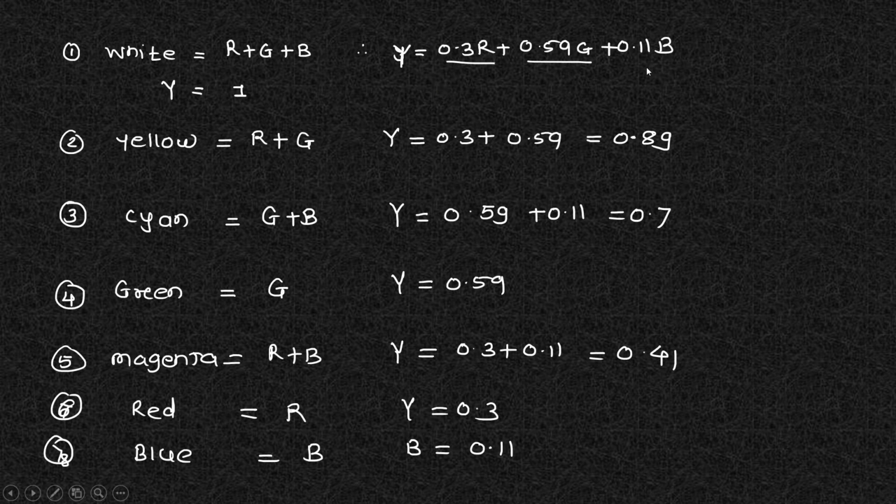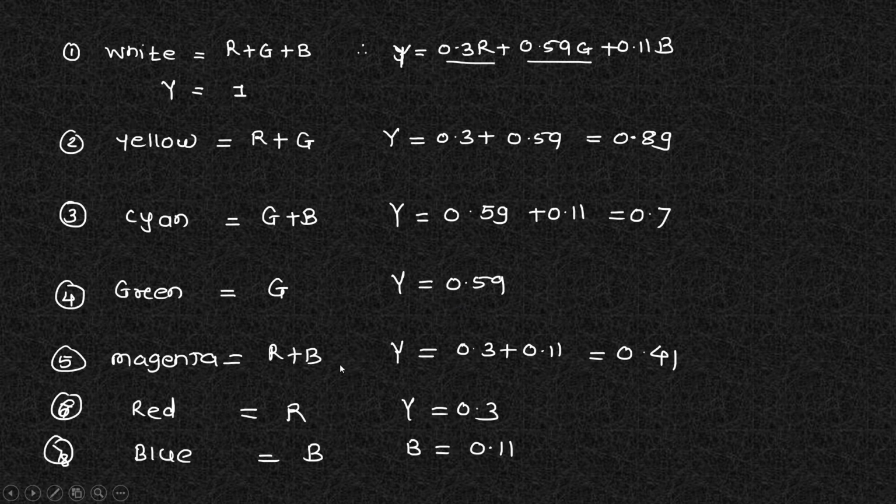you'll get Y equal to 1. When you talk about the yellow color, you put R equal to 1, G equal to 1 and B equal to 0, so it comes to 0.89. For cyan, G plus B, 0.59 plus 0.11, only the G component and only the B component, so 0.7. Green is only the primary color, so Y is equal to 0.59.